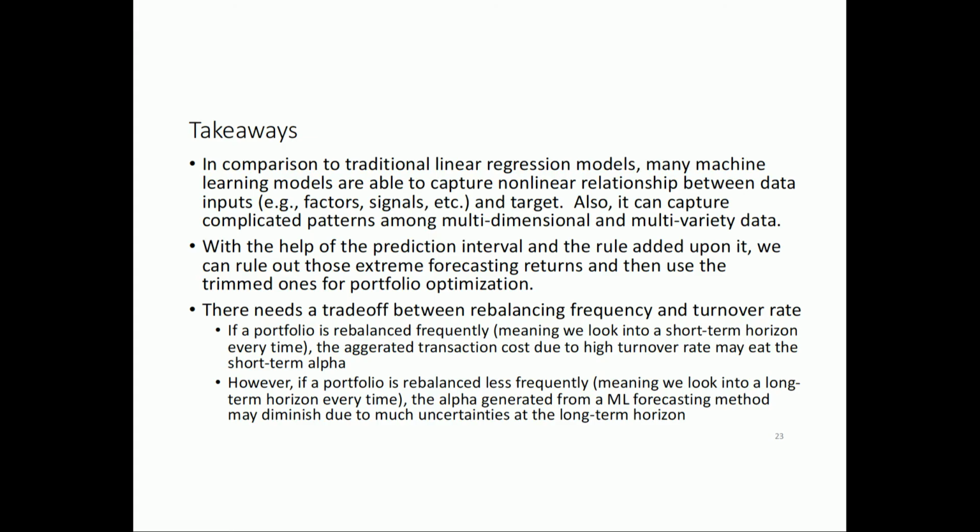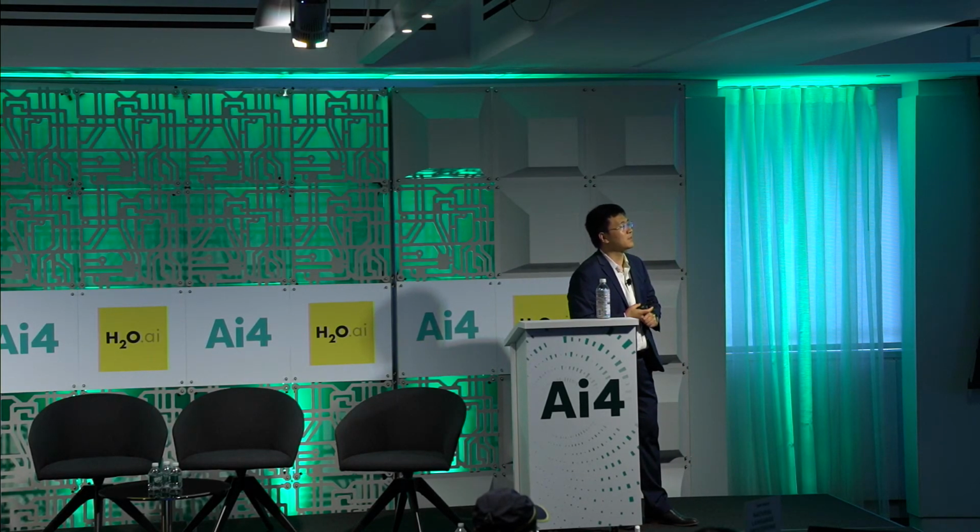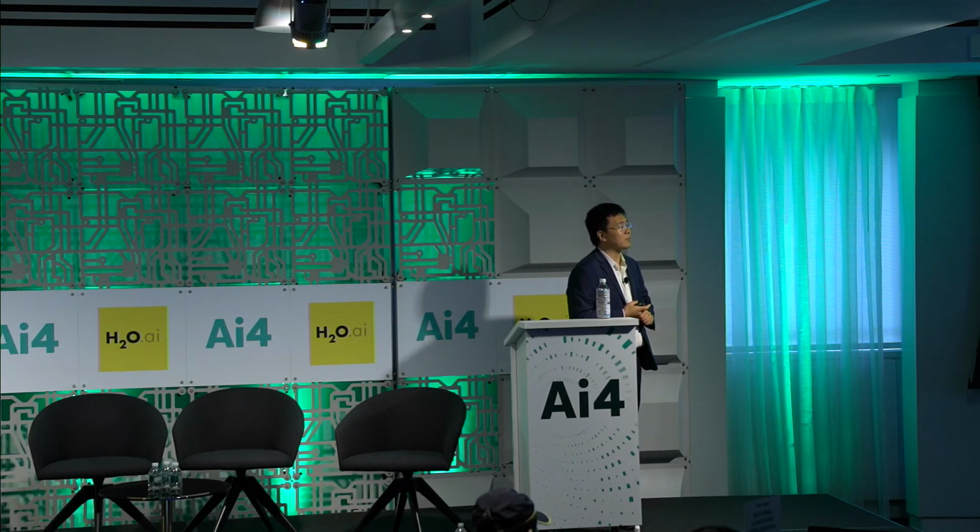All right, let's sum up. In comparison to the traditional linear regression model, I think the machine learning model is able to capture the nonlinearity between the input and target. Moreover, nonlinear methods can capture complicated features among multivariate data. With the help of the prediction interval, we can rule out outliers in the prediction so that we can have better performance.